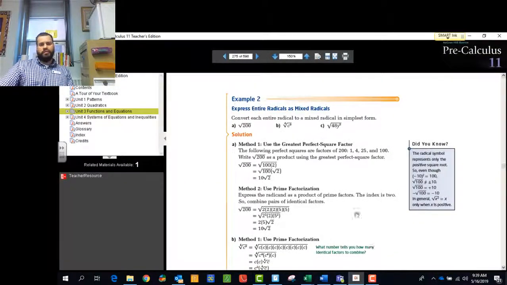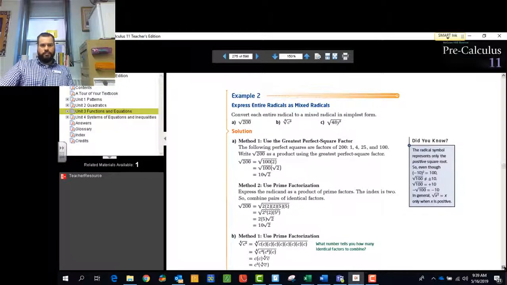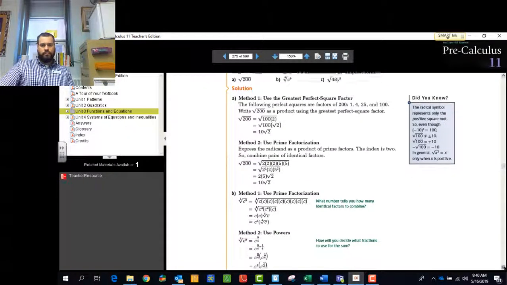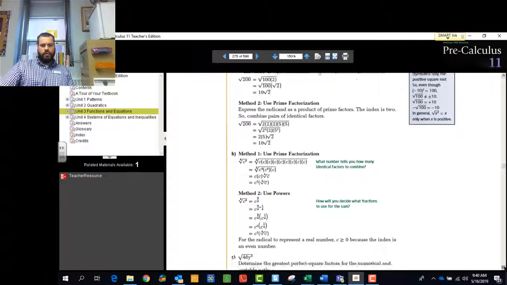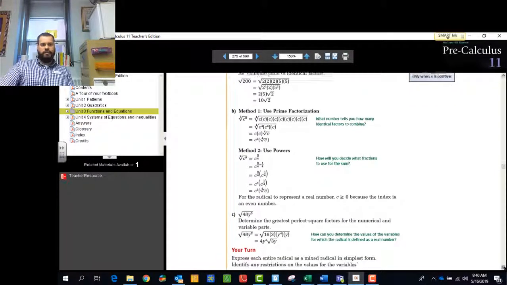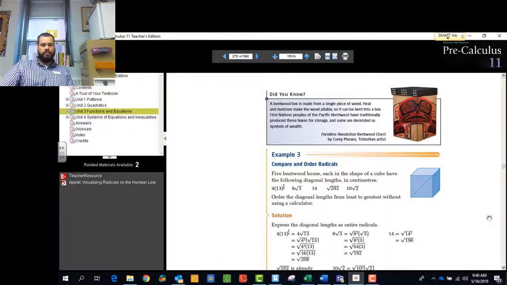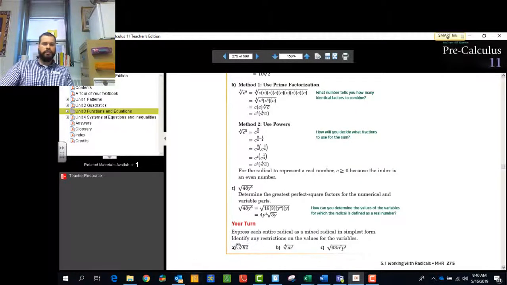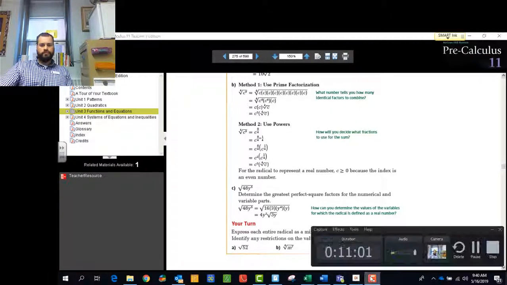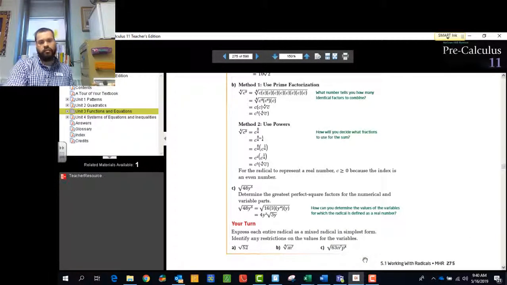There are some other questions if you look in your textbook. Go down, there are some your turn questions there. Scroll back up just slightly so we can see them. There they are. You can try those 3 on your own, and there are obviously more to practice with in the textbook. But we'll leave it there in terms of mixed radicals. That's how you go from entire to mixed. You've got mixed to entire in the first video, and now you've got entire to mixed.